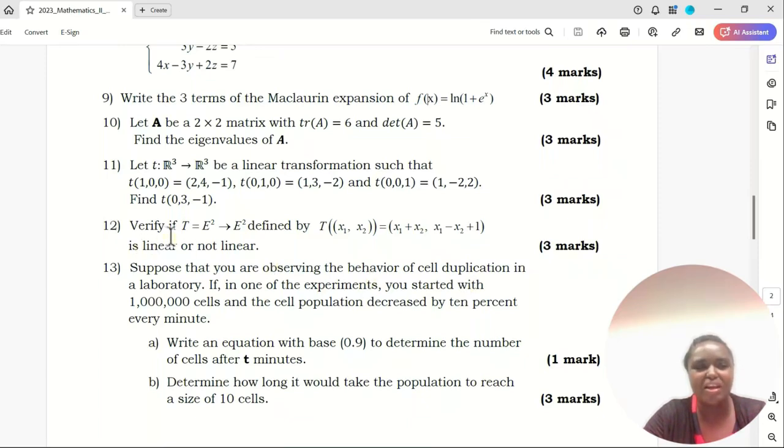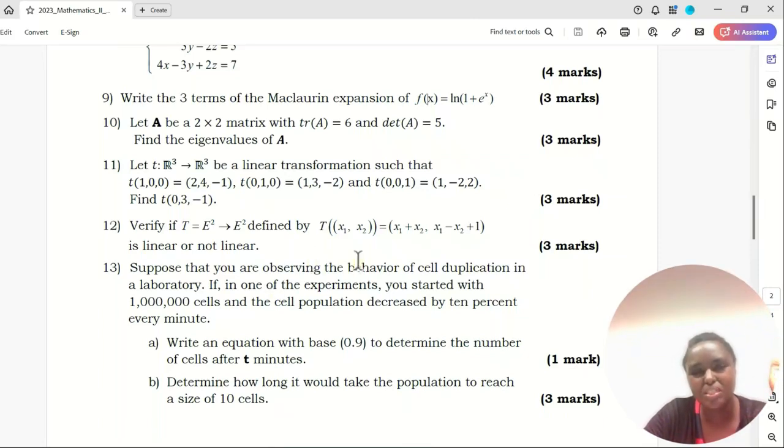Next, we are asked to verify if T defined from R squared to R squared by this is linear or not linear. From the question we have just solved, we have seen what a linear transformation is and what a non-linear transformation is. What we need in this question 12 is to verify the two properties, additivity and scalar multiplication, to see if they are satisfied. If they are satisfied, this transformation will be linear. If they are not satisfied, this transformation will not be linear.